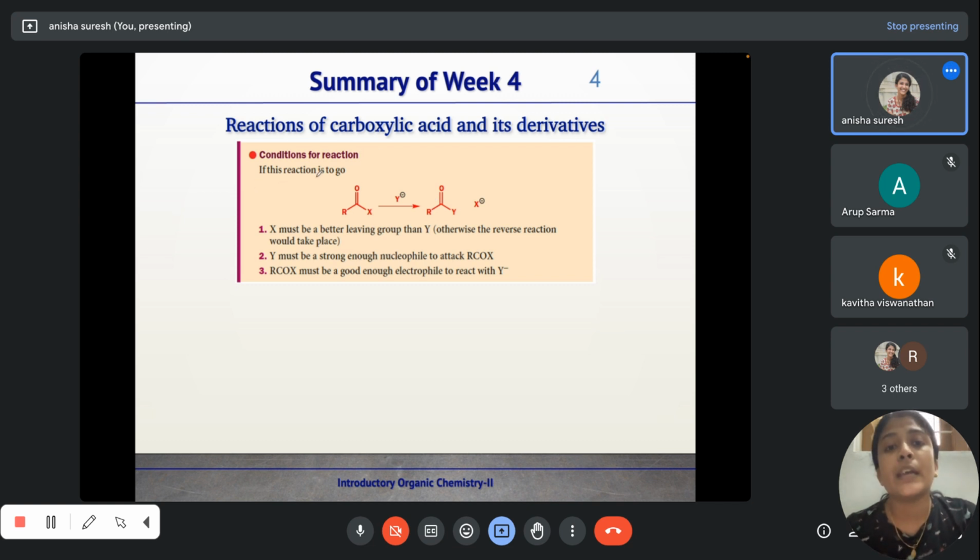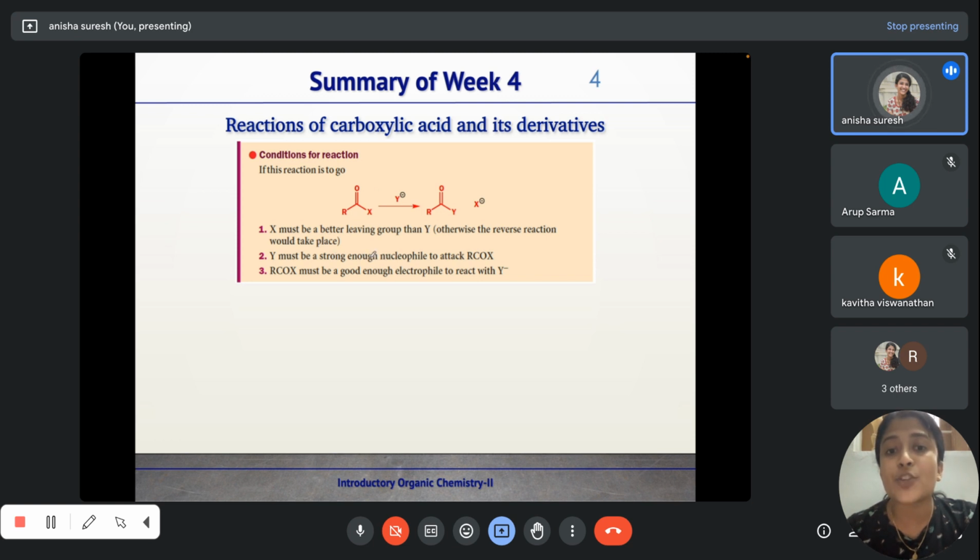So for a nucleophilic substitution reaction to take place on this carboxylic acid and its derivatives, what should be the condition? X must be a better leaving group than Y. We have seen that this should be removed, resulting in the formation of this product. Otherwise we will be getting the starting material back. So X should be a better leaving group.